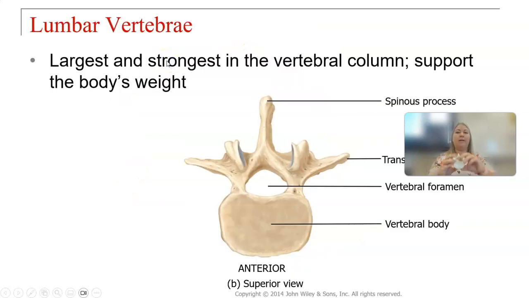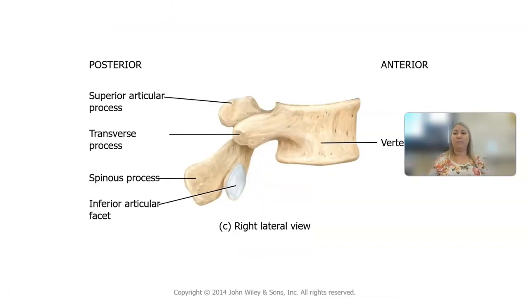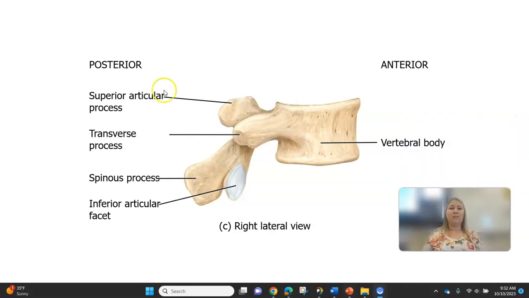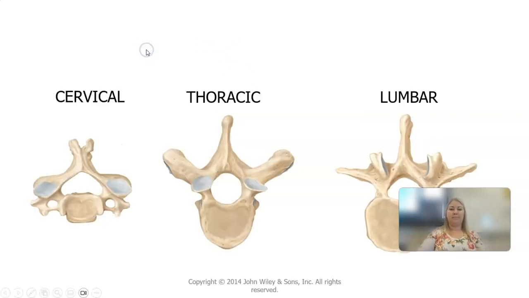Lumbar vertebrae are the biggest and the bulkiest. Again, they're pretty heavy, and if you wanted to get into my box of bones and pull some out, they're significantly heavier because they have to support all of the body's weight. We still see a lot of the same basic processes though. Transverse process, spinous process, that's always going to point down, and a very bulky vertebral body.